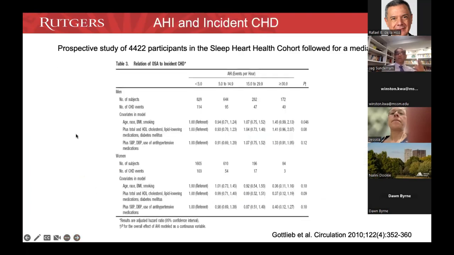Similarly, and I'm sorry for the smallness of this table, but essentially the data was similar, with a median follow-up of almost 9 years of over 4,000 patients, published in Circulation. When you look at the AHI greater than 30, if you put in covariates of age, risk, raised BMI, and smoking, there was a suggestion of an increased risk. However, when you added other things like the HDL cholesterol or lipid-lowering medications or the presence of diabetes, or you included the blood pressures and antihypertensive meds, the significance went away.